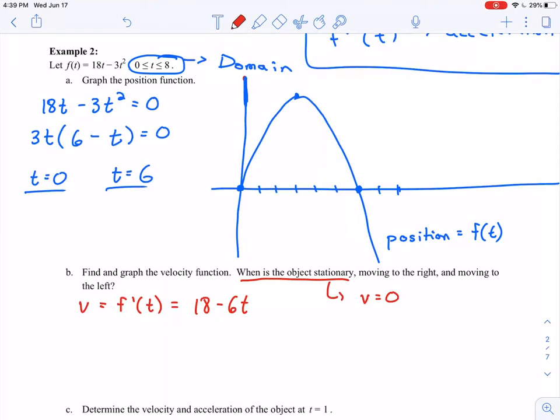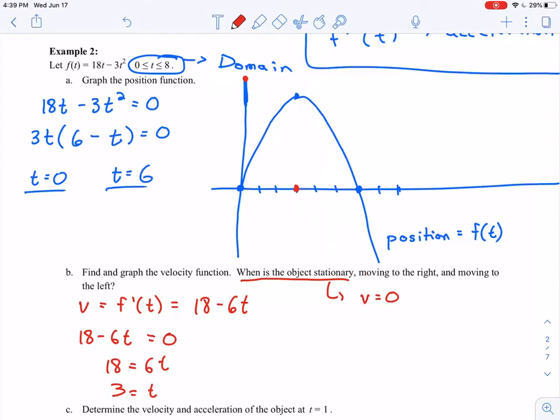So first of all, I'm going to take my velocity function, which I just found, 18 minus 6t, and set it equal to 0. We can solve this equation pretty quickly. We'll have 18 equals 6t. It crosses at t equals 3. So let's say, okay, we've got a positive y-intercept somewhere up here, and then we cross right here at t equals 3. And then, okay, the line just passes through those 2 points.